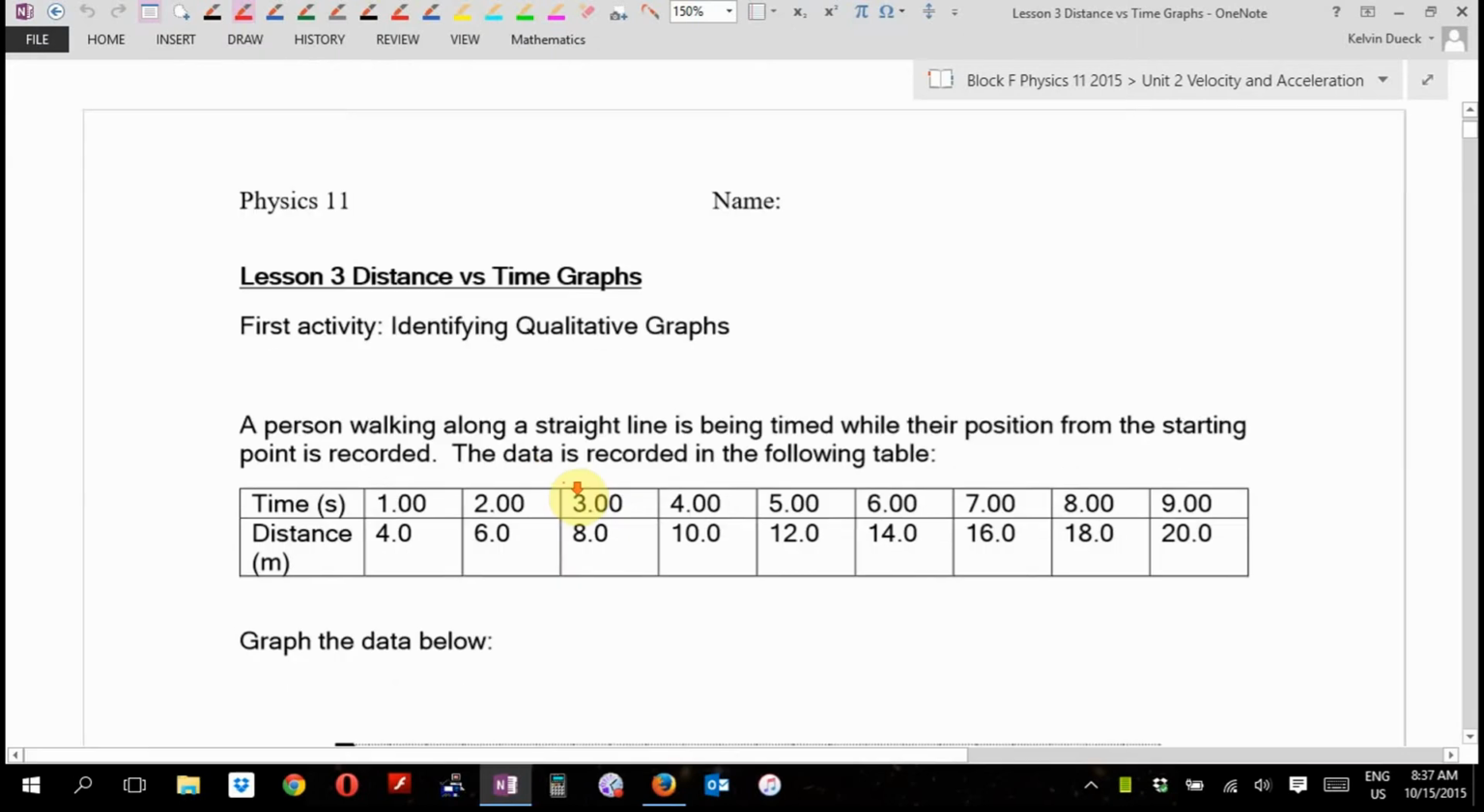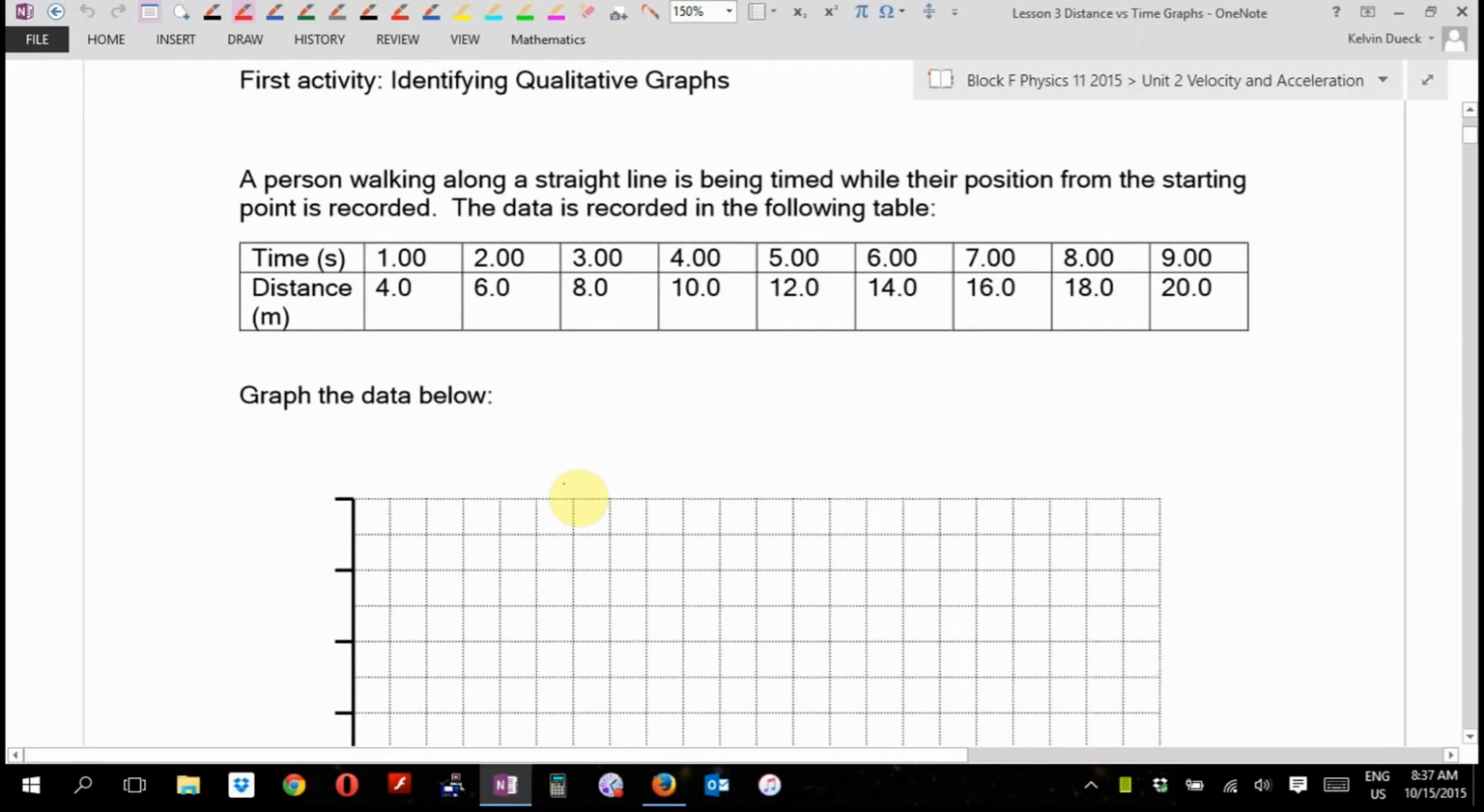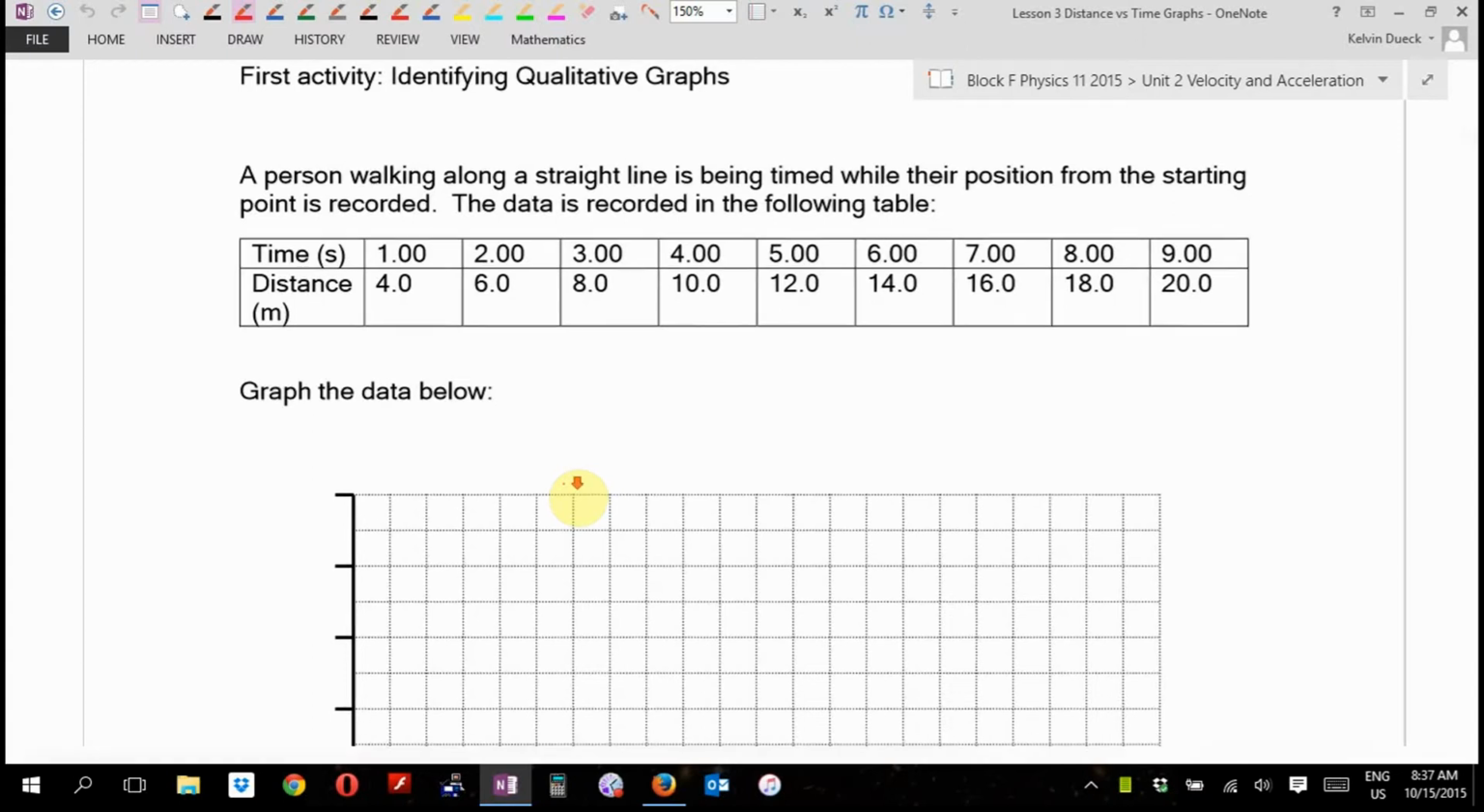Yay! Here's some data. A person is walking along a straight line, and they're being timed while their position from the starting point is recorded. The data is recorded below in the following table. So we have time and we have distance, and it says graph the data below.